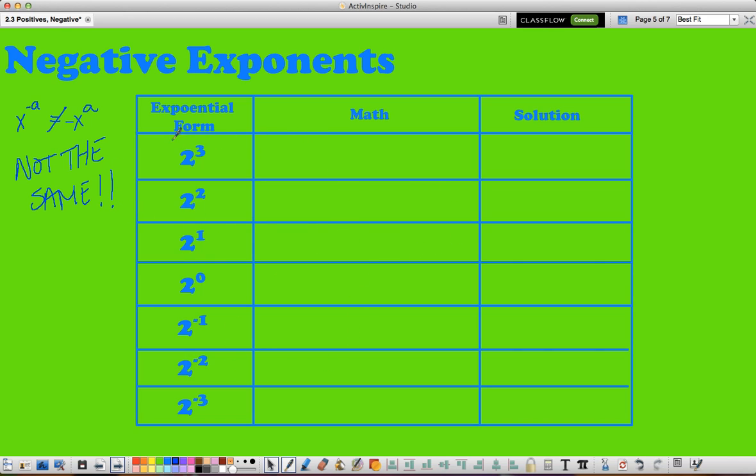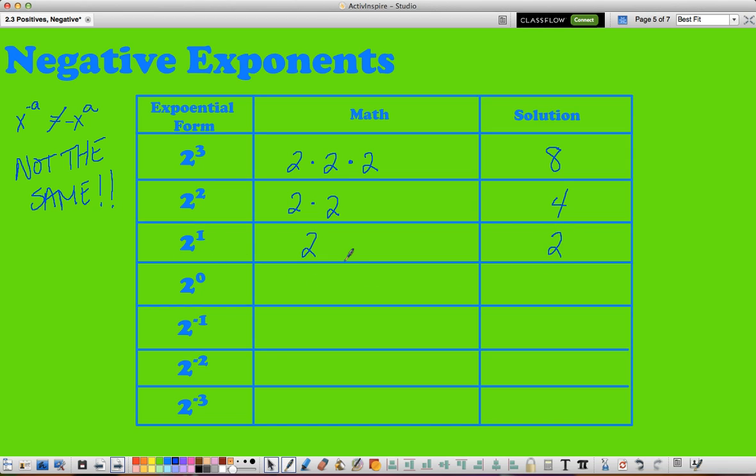All right, so here we have 2 to the third power, and we're going to start with what we know to help get us to what we're learning. So we know 2 to the third power means 2 times 2 times 2, and I know that gives me 8. And I know that 2 to the second power means 2 times 2, which gives me 4. 2 to the first power means I only have 2, so it's 2.